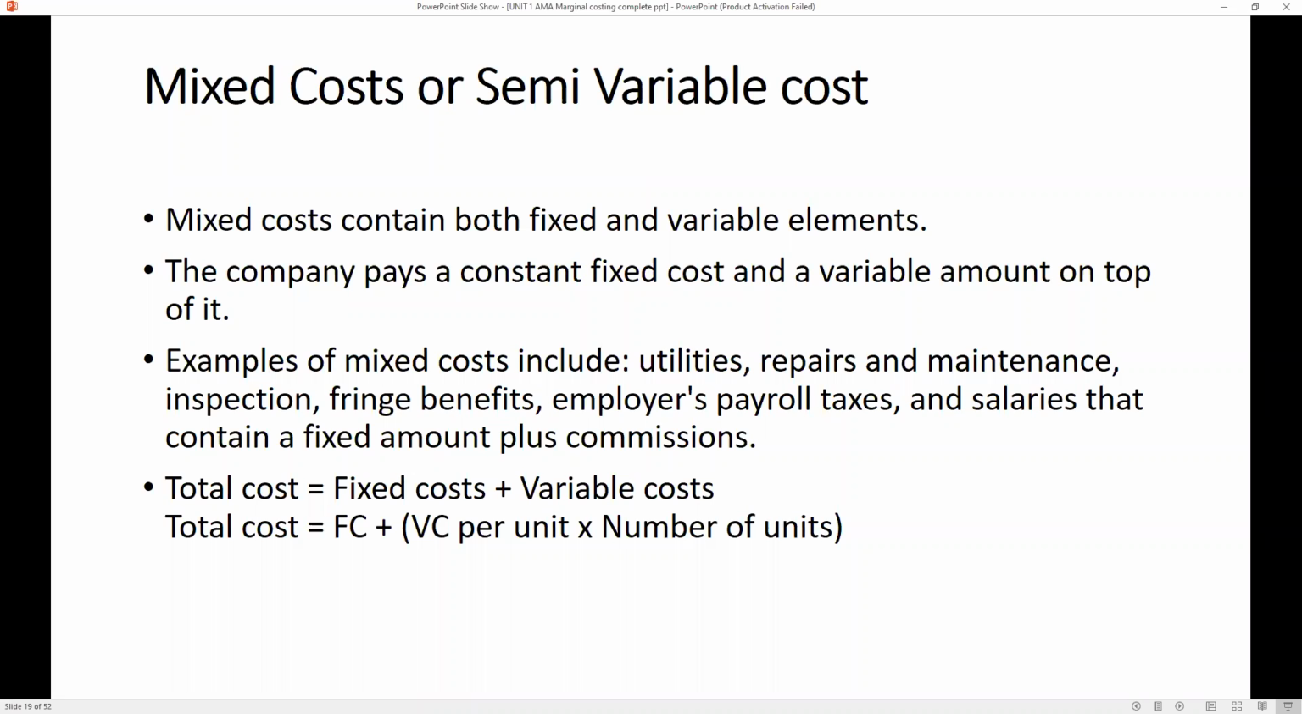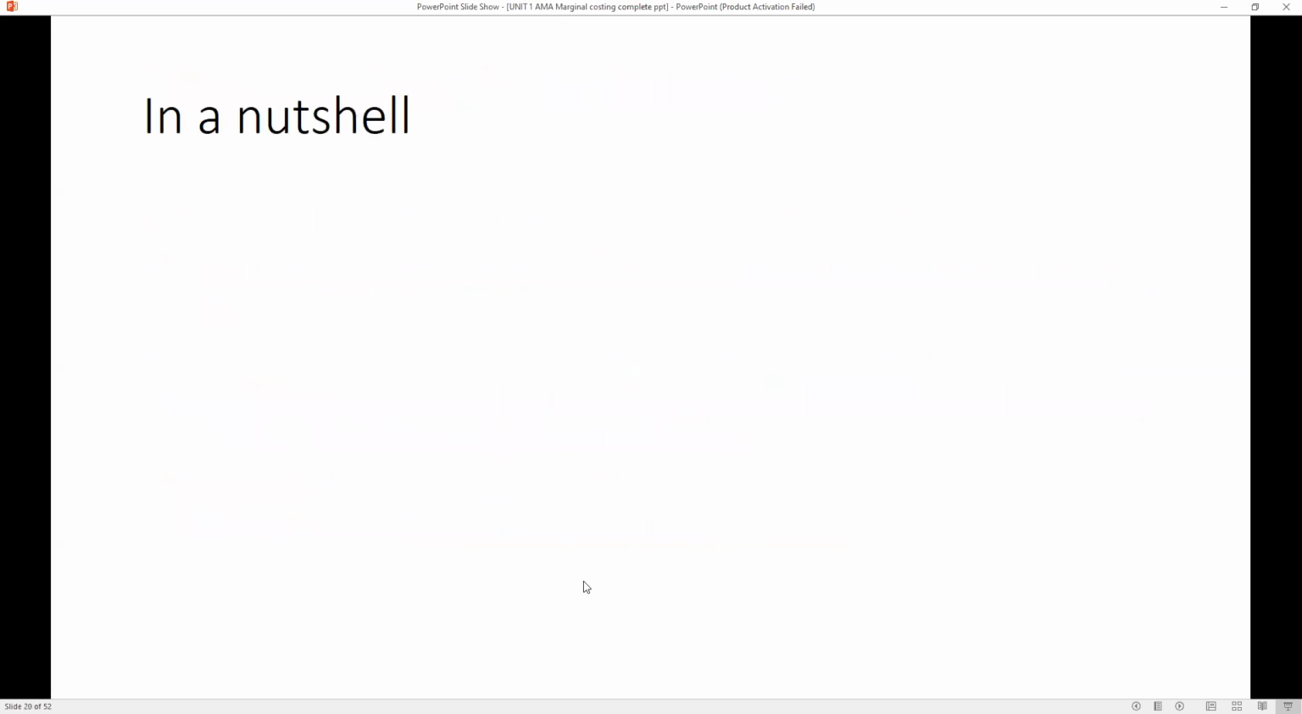So the total cost is equal to fixed cost plus variable cost. This can be rewritten as fixed cost plus variable cost per unit into number of units. So to determine the cost, we consider all these 3 costs: fixed, variable, and semi-variable. So the total cost of a particular product would be fixed cost plus variable cost. Your fixed cost would be directly given, but your variable cost, if you have to calculate, is variable cost per unit into number of units.